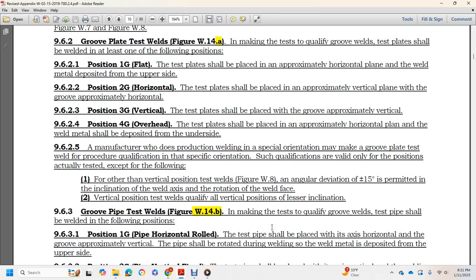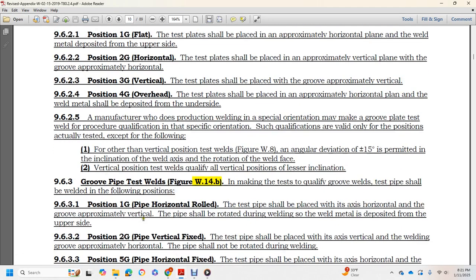Groove pipe test weld, Form W14B. Making the test qualifying groove weld, the test pipe shall be welded in the following positions. Position 1G, pipe horizontal, rolled. The test pipe should be placed with the axis horizontal and the groove approximately vertical. The pipe should be rotated during the welding. The weld is deposited on the upper side.